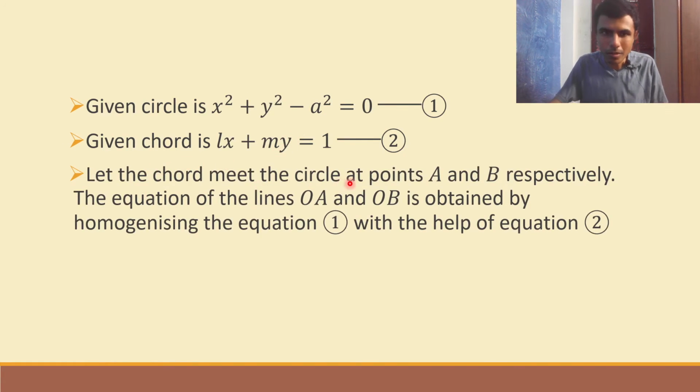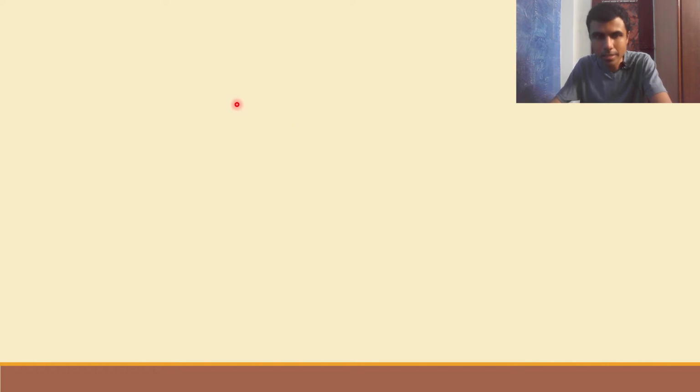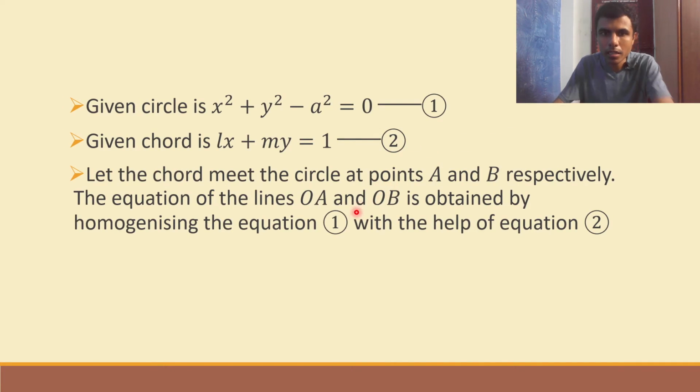Now this is the description of whatever I explained to you. Let the chord meet the circle at the points A and B. You can see this diagram. I put the equation of the chord, so it's a straight line. Next, the equation to the lines OA and OB is obtained by homogenizing equation 1 with the help of equation 2. Homogenization means linear term will get a 1 and constant term will get 1 square.